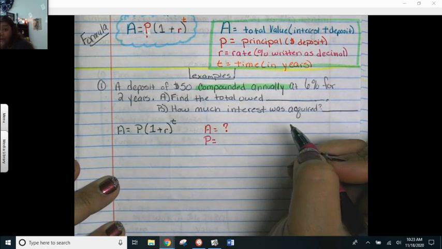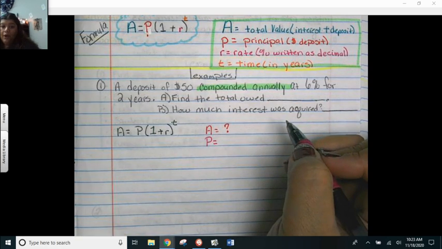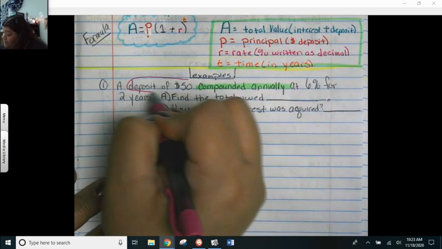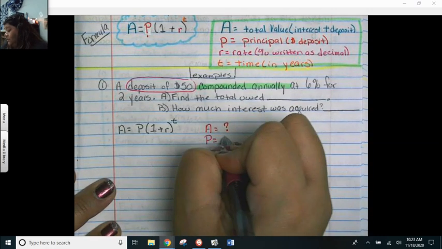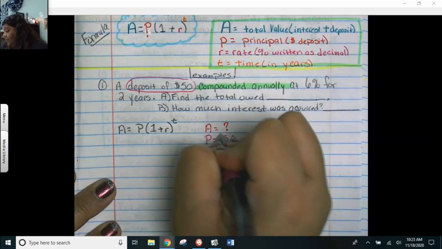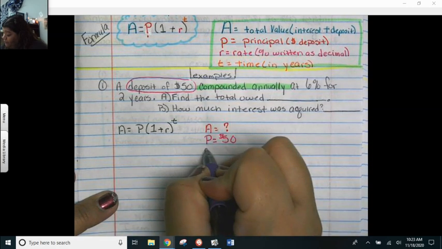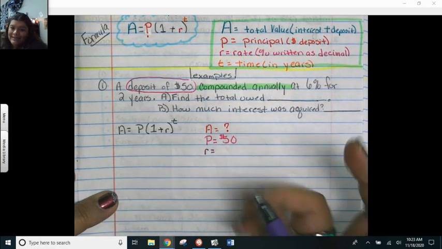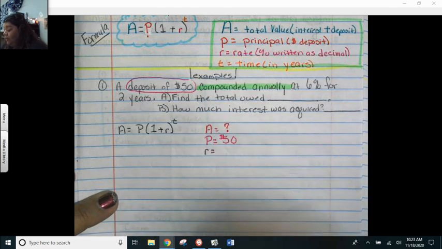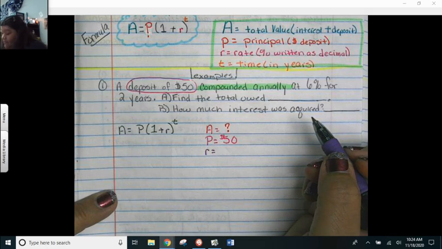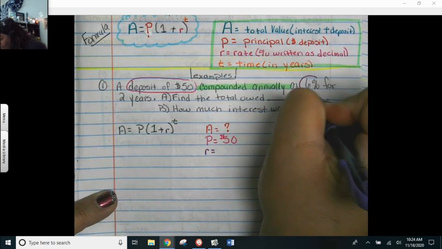That is the principal amount. How much did I deposit or how much did I borrow? It's there for you. And here it says I deposited $50. Okay. Then I have R, because that number 1 is just number 1. It stays there. It doesn't represent anything but the number 1. So R is my rate. So we're looking for the percent. Do you see it? Right there.